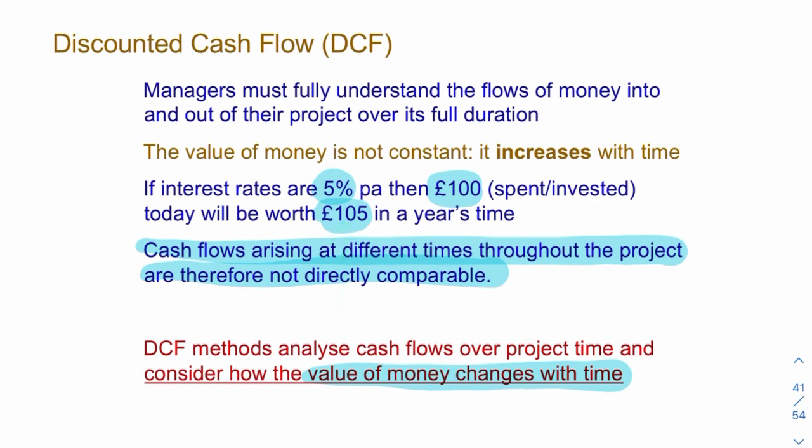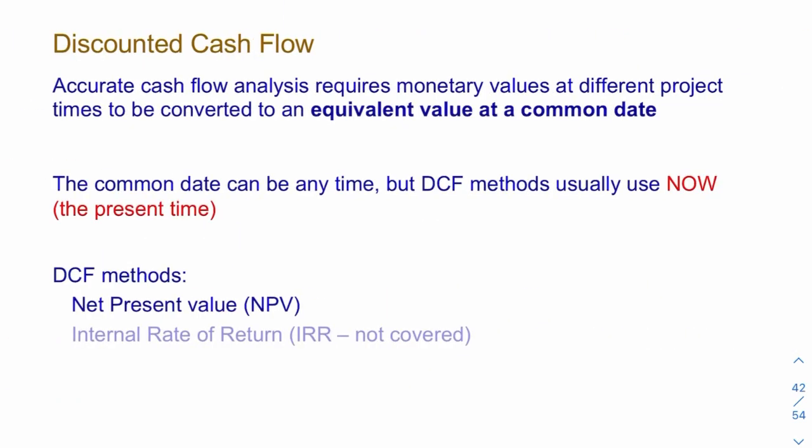So if a project is funded in such a way that you have a future funding stream where you have £105 coming in a year's time, you need to be able to recognize that that's only £100 today. And we'll look at that in a little bit more detail in a minute. So what we're going to use as a common basis is now, the present time, the present value. Present means now, so we're going to use that as our common date. There are other ways of doing it, but a common, fairly simple way, and the way we're going to be using it in this module, is to compare all sums of money to their value today.